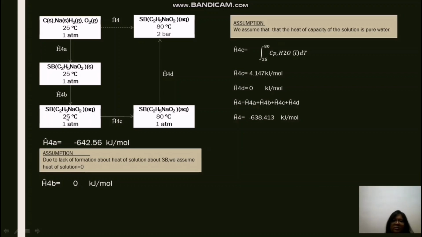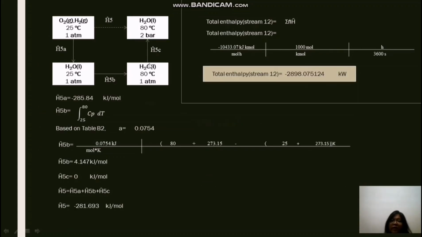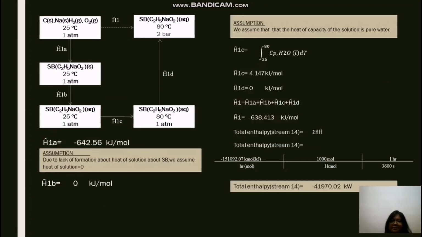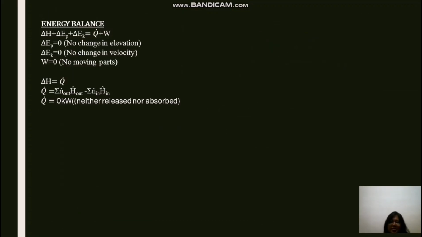Then, the SB aqueous is increased from 25 degrees Celsius to 80 degrees Celsius. For this enthalpy, we assume that the heat capacity of these solutions is the heat capacity of pure water. Thus, we use the CP of water to do the calculation. After calculating the enthalpy of every substance, we find the total enthalpy for every stream. It goes the same for streams 13, 14, and also 15.